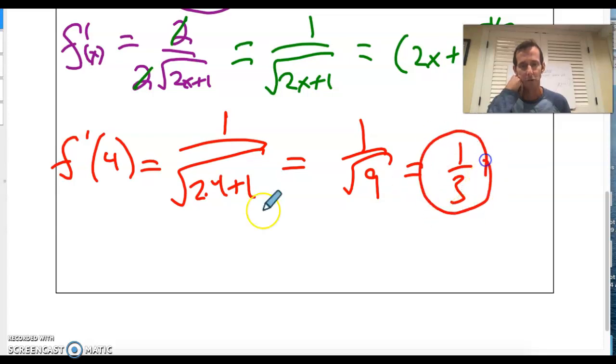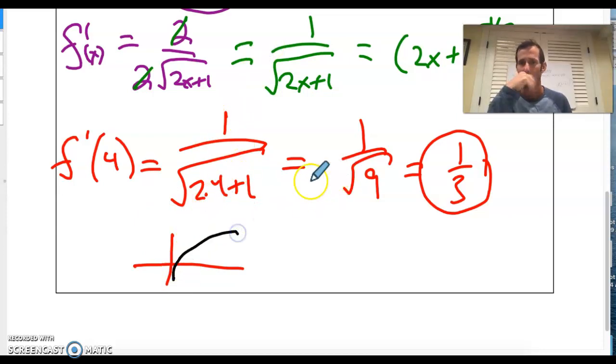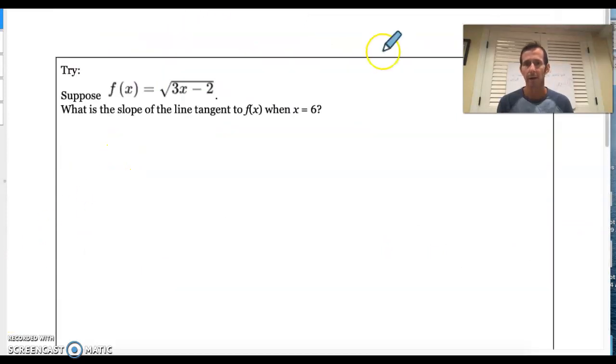So the square root graph, if you remember, just in general, the square root graph without doing any of those transformations just kind of looks like this. So they're basically saying when at x value of 4, what is the slope of this tangent line? And it'd be 1/3. It's pretty shallow. All right, you are going to notice that there is one for you to try right here.